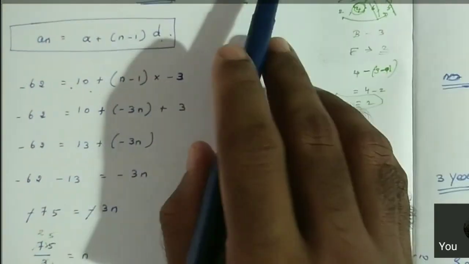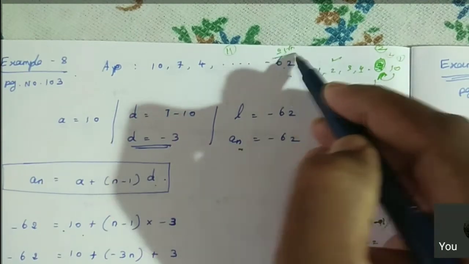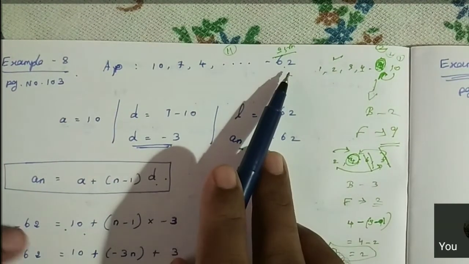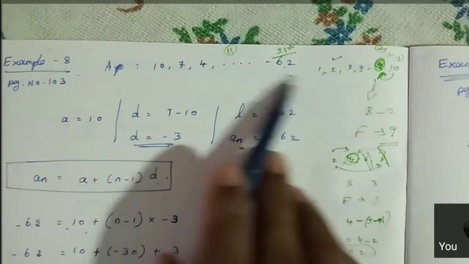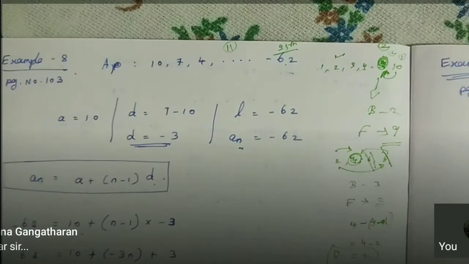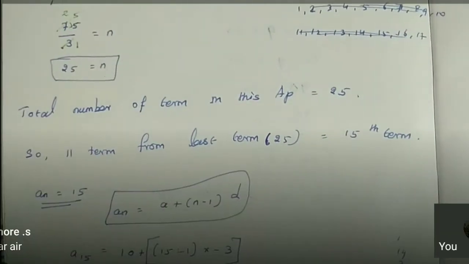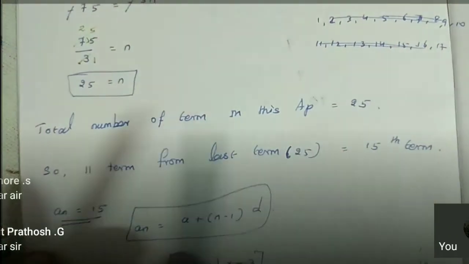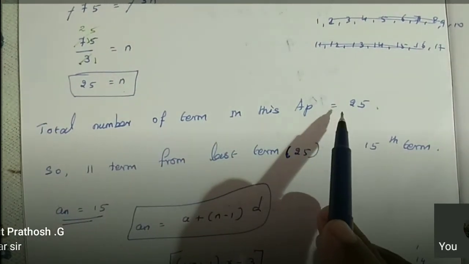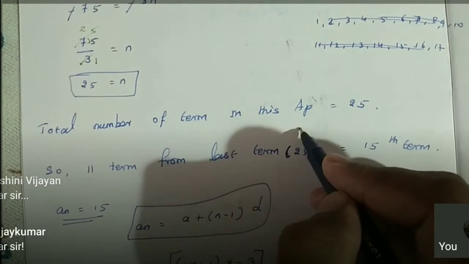So the last term is the 25th term. The minus 62 is the 25th term of the AP. Now, we should find the 11th term from the backside onwards. The total number of terms in this AP is 25. So the 11th term from the back of the AP is what we are supposed to find.